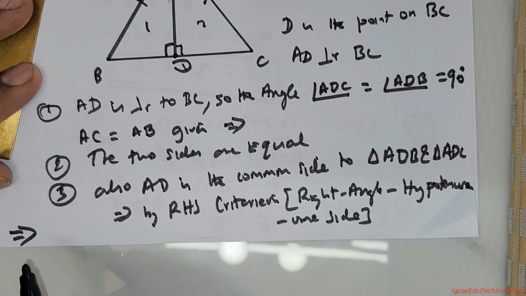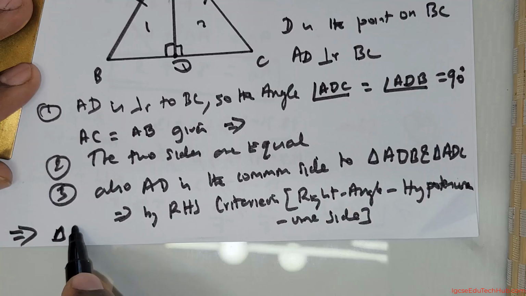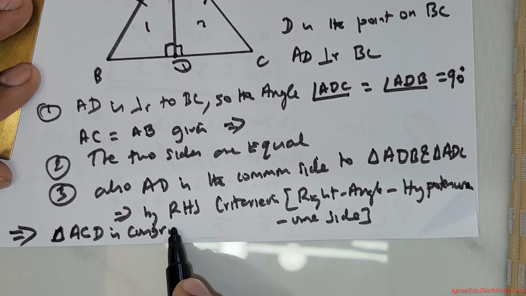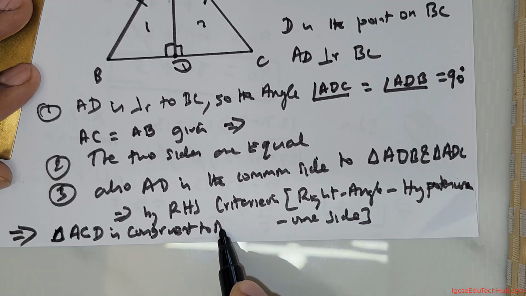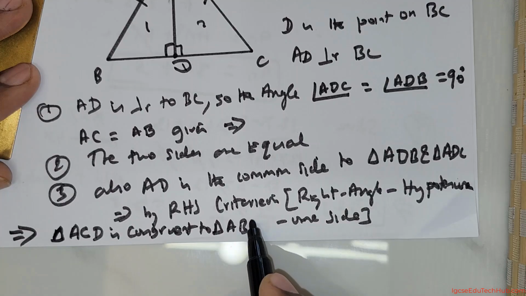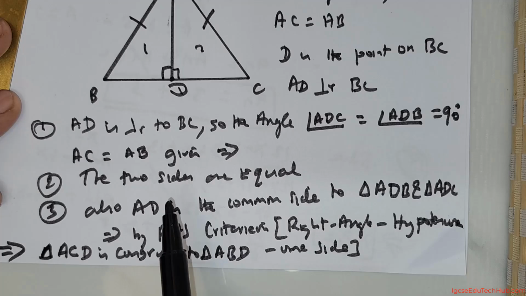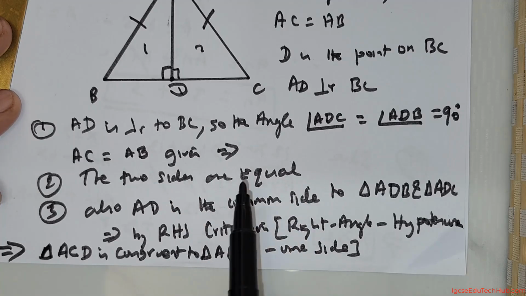Okay, so we conclude. So what is the conclusion? We conclude that triangle ACD is congruent to triangle ABD. So what are the solutions, or what are the answers this question has provided with?